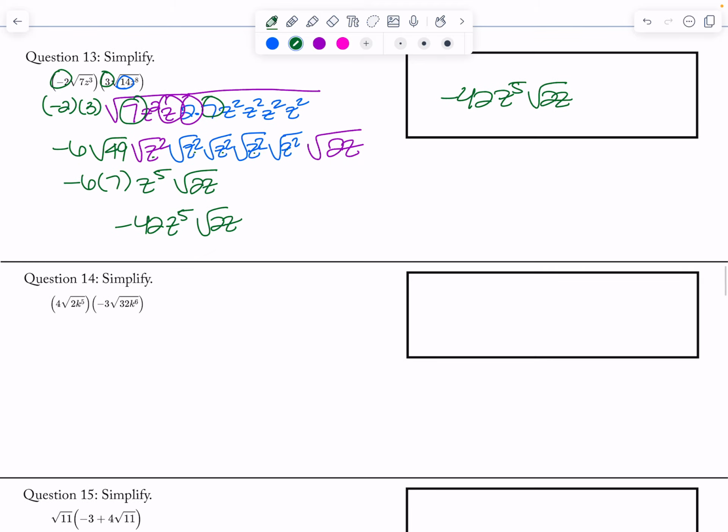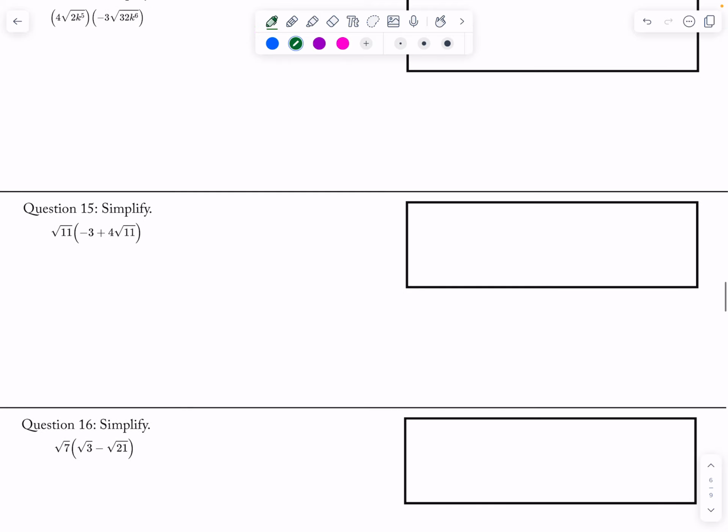Okay. 15. I'm going to go ahead and distribute. When I do distribution, I'm not super concerned. So I could do negative 3 root 11. If you want to do the box with 2 of them, that's totally fine. Plus 4 root 11 squared. So this is negative 3 root 11 plus 4 times 11. So then negative 3 root 11 plus 44. You could do the box with just one row, and that's totally fine if you want.